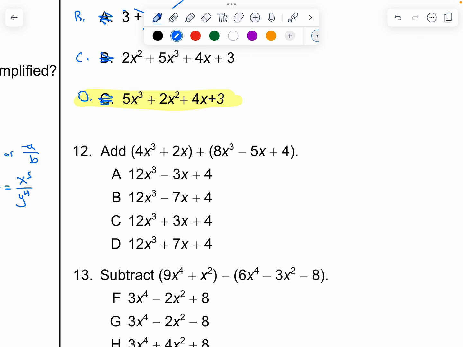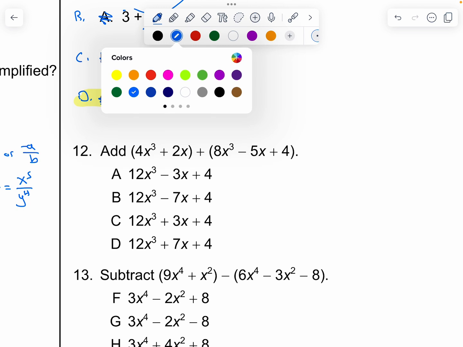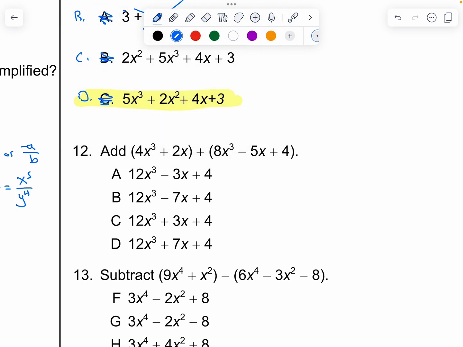Good. So adding polynomials requires us to simply just combine like terms. All right, adding polynomials, combine like terms. So we have 4x cubed plus 8x cubed. I just located the cubes. That's going to be 12x cubed. Well, that doesn't really help me too much. They're all 12x cubed. But I'm always checking.